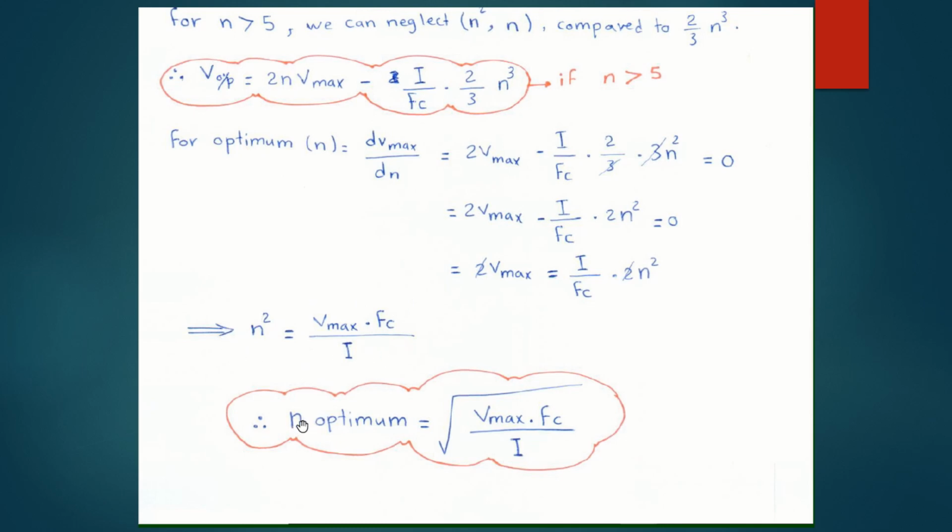So n optimum will be equal to n optimum. So here is square. We have to neglect the square here. So n optimum will be equal to root of V max into Fc divided by the current I. And this is the formula to find the n optimum. This is how we find this formula to get the n optimum.